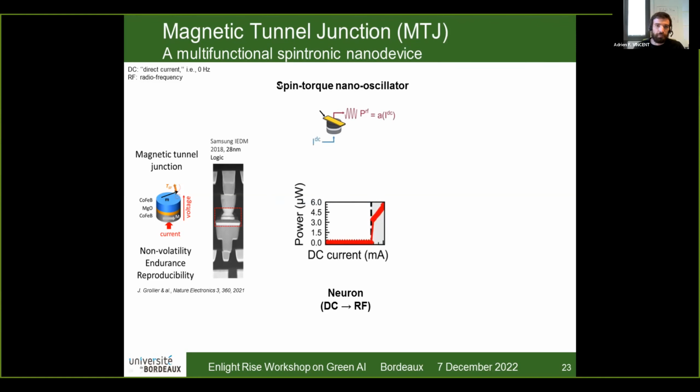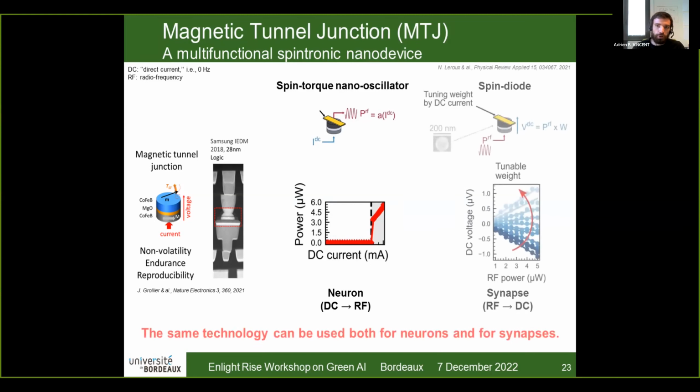So for example, you can use them as what's called spin torque nano oscillators, where the idea is that you input a DC current into the device and you get a radio frequency signal, whose power depends on the input current. That is shown here in the experimental graph. And that kind of graph is actually very reminiscent of rectified linear units, which are one of the main activation functions used nowadays in conventional artificial neural networks.